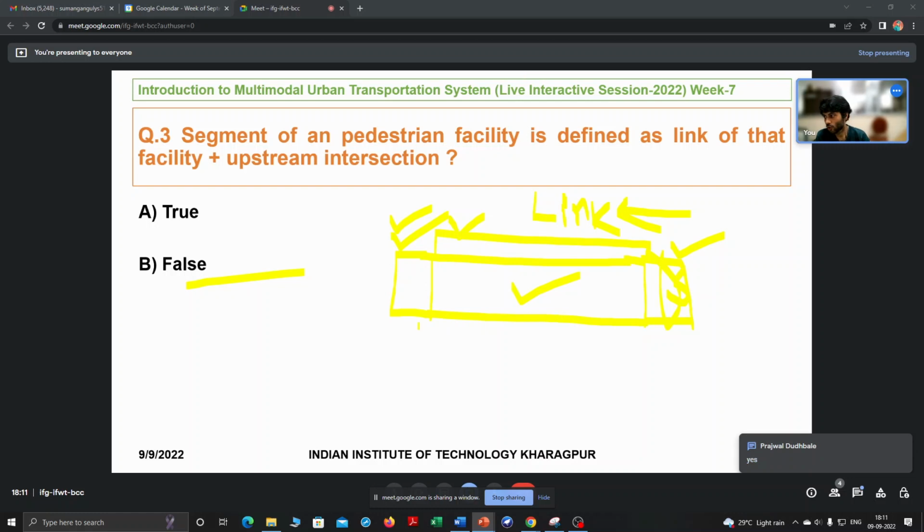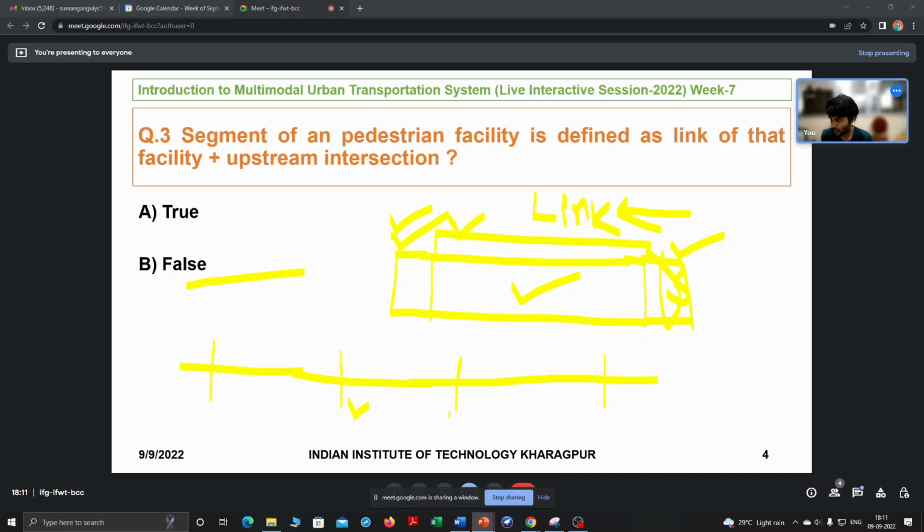Yes. So suppose you have a facility like this. You will have a link and then intersections here. Suppose you have this facility and these are the intersections. Suppose it's a continuous facility, right? You could have it like this, these are the junctions. So now this is link 1, right? I think you agree. This is link 2 and this is link 3. Do you agree? A link is between two intersections.